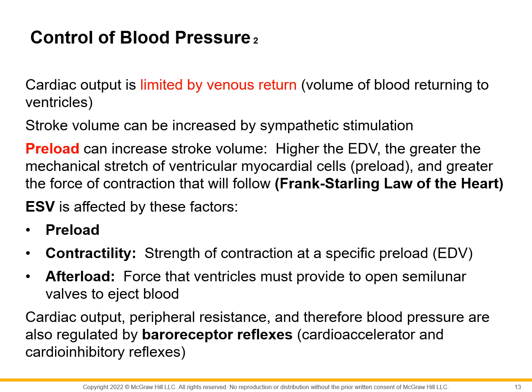Okay, so the preload and the afterload. Afterload is the force that the ventricles must provide to open the semilunar valves to eject the blood. Whenever we have high pressure in the semilunar valves and the systemic circulation, we expect this will affect the contractility of the heart. And the contractility of the heart itself, if the heart muscle is strong enough, this will lead to proper ejection of the blood.